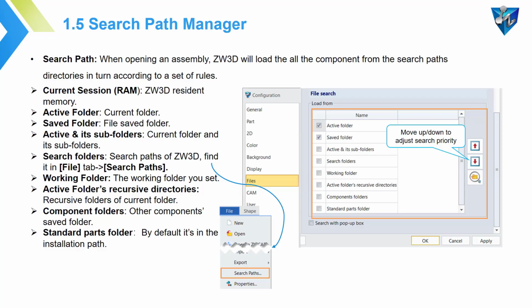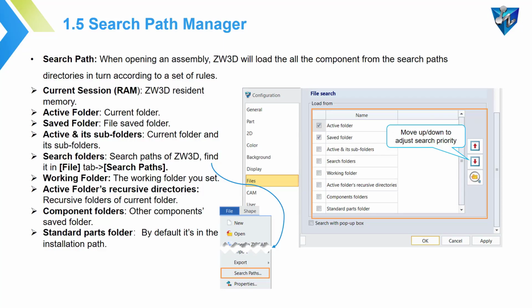The first priority is current session, which is the resident memory of the ZW3D. And the next one is active folder. When opening an assembly, it will look in the same location as this assembly for the parts and the sub-assemblies. And the next one is saved folder. If ZW3D didn't locate the parts in the same folder as the assembly, it will then look at the last saved path for the part. And the next one is active and its subfolders.